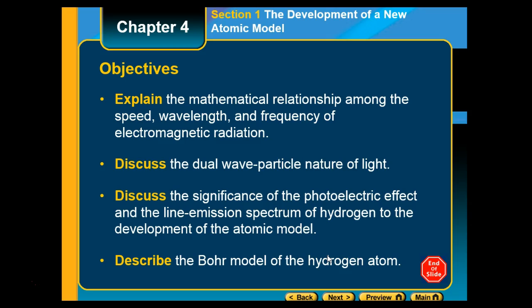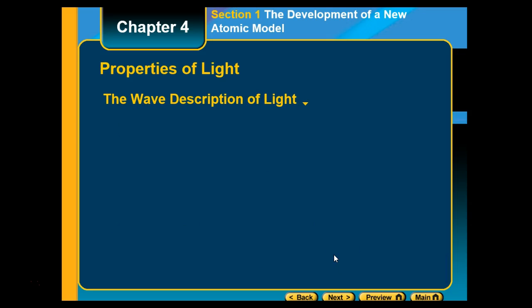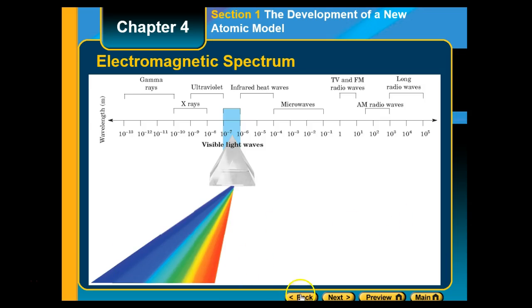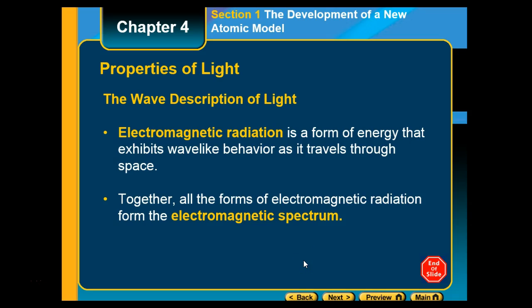So with the electromagnetic spectrum and the line emission spectrums, we're going to talk about what the electrons have to do with that. So, properties of light. We need to understand what is happening with light and what light is in order for us to understand what the electron's contribution to that is. So, electromagnetic radiation is defined as the form of energy that exhibits wave-like behavior as it travels through space.